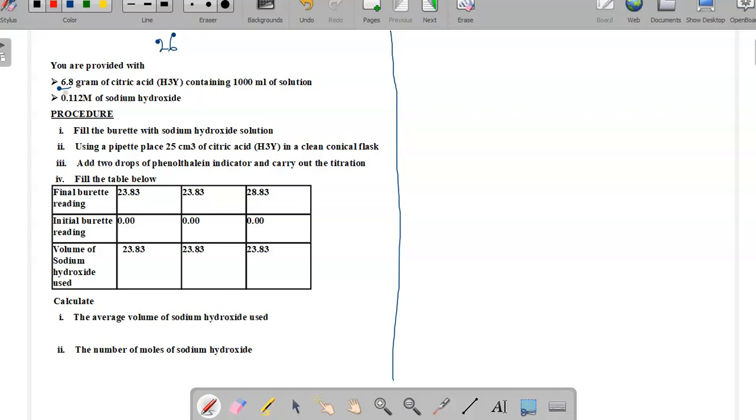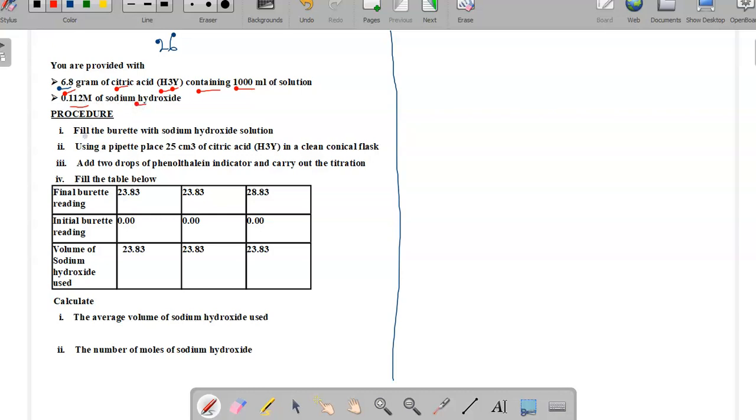Here we have this question: 6.8 gram of citric acid, which is H3Y, we don't know why, containing 1000 milliliter of solution. We also have the molarity of the base, 0.112 molar sodium hydroxide solution.